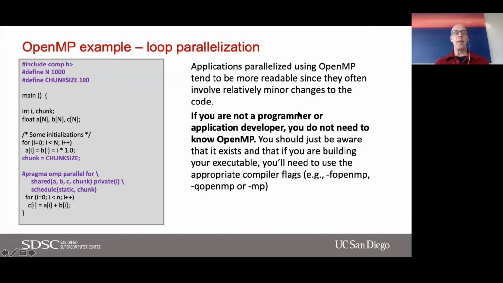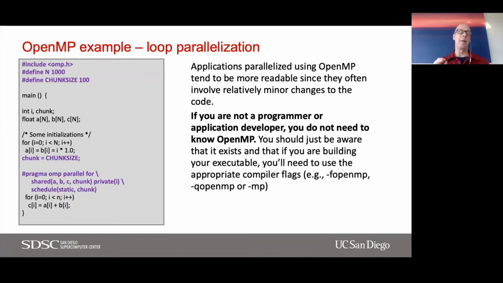So showing here what a parallel version of this code would look like. We've added a few directives. The main thing is that we added this pragma down near the bottom, which is going to parallelize that loop. It's going to take iterations of that loop and spread them out across multiple threads.